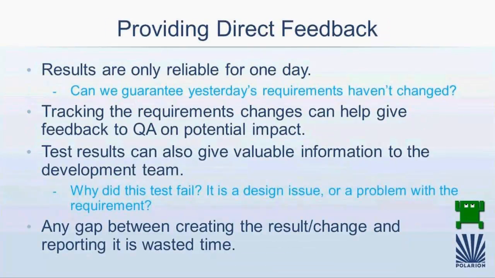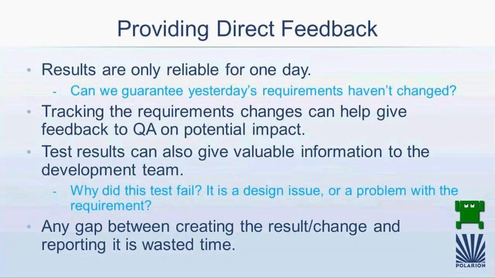And lastly, similar to what we talked about before, providing direct feedback. Even with the best testing software, even with integrating your automated testing into your daily build process, your results are really only reliable for one day, or sometimes even less. As soon as something else changes, your test results are no longer reliable. And if you're passing these results back and forth with emails, XML files, Excel files, anything like that, things get old very fast, and people may not be using the most recent information.